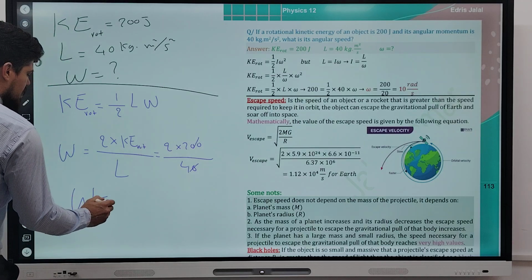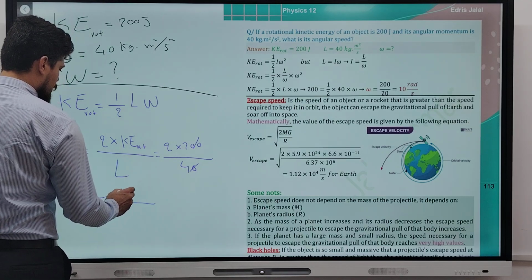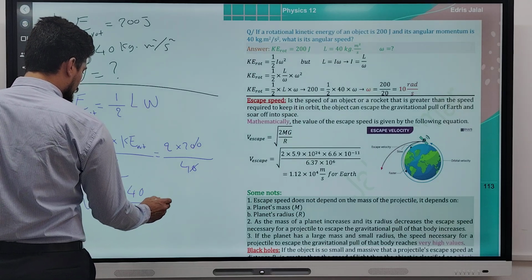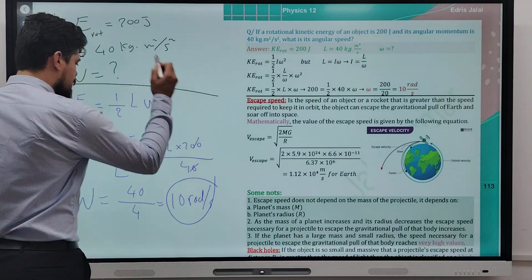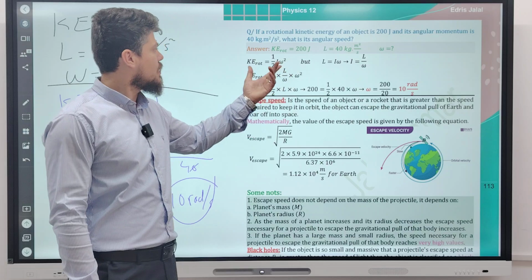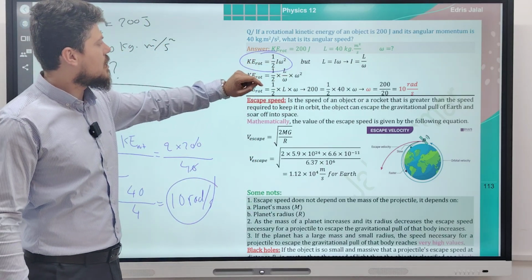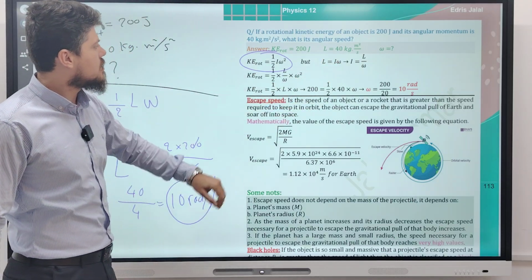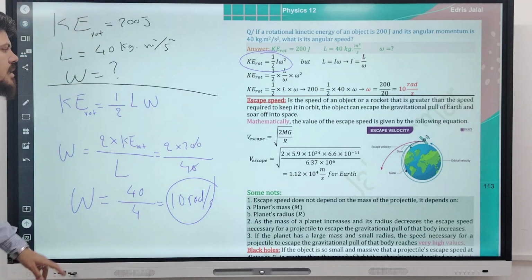So angular speed is equal to what? So you can write down 2 times 20 is 40 divided by 4 is equal to 10 radian per second. This is the angular speed for this object. Okay, so you have to write down the equation of rotational kinetic energy, I omega, but I omega is equal to L. So that is why you can rearrange to find the angular speed.